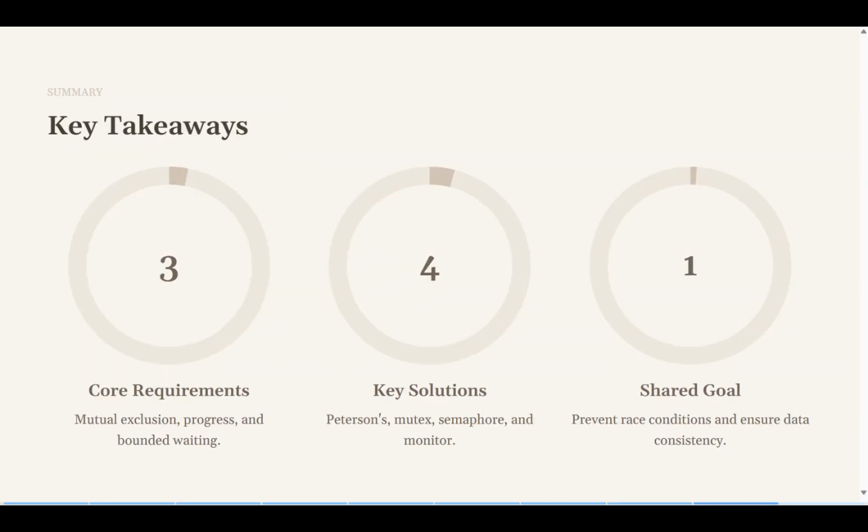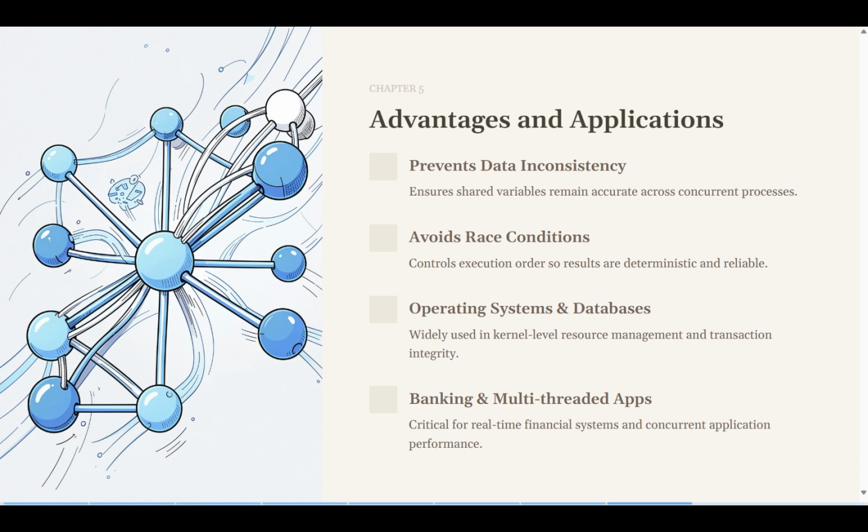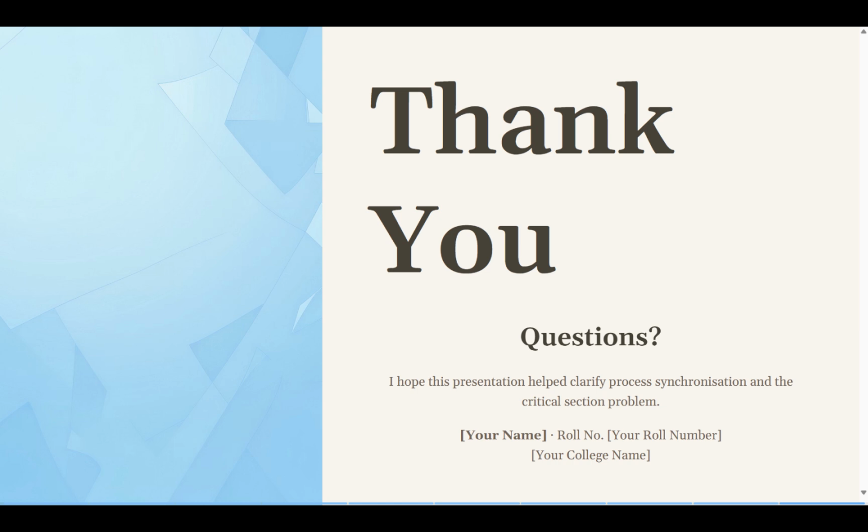To prevent data corruption and race conditions, any valid solution must guarantee mutual exclusion, progress, and bounded waiting. If these three are followed in the critical section or the process synchronization part, the race condition and data corruption will never ever happen. Okay, thank you.